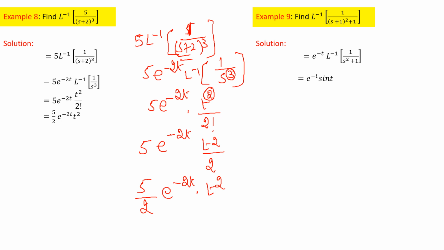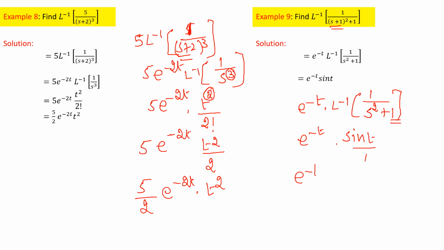Question number 9, a simple one. See the denominator, we have s plus 1 the whole square. So this is going to be e power minus t, and then this will reduce to s. So I have s power 2 plus 1. So this is e power minus t. This is nothing but sine at by a, a equal to 1. So sine t divided by 1. So this is nothing but e power minus t into sine t.